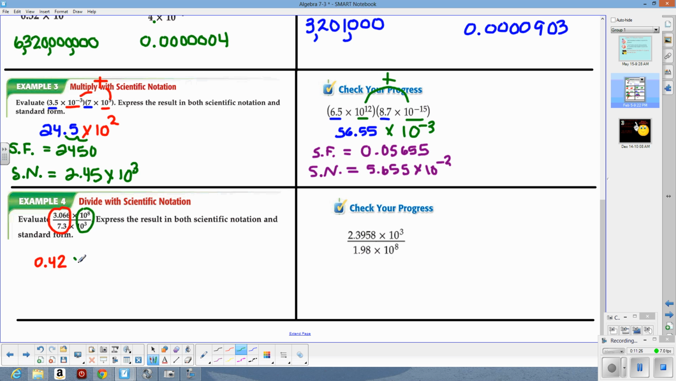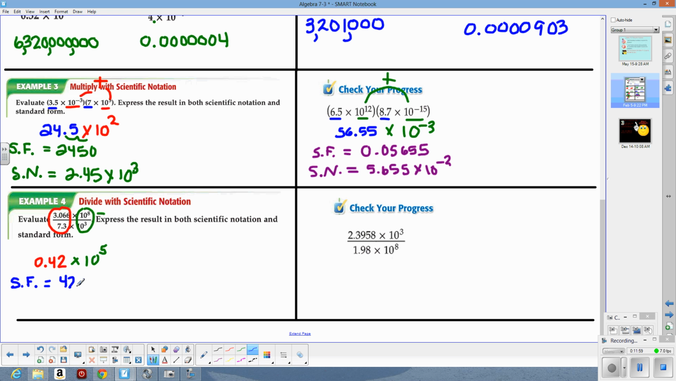And then times, when we're dividing powers with the same base, we subtract the exponent. So we're going to subtract 8 minus 3. So this is going to be 10 to the 5th power, because 8 minus 3 is 5. Now, the next thing I would do is I would write it in standard form. Standard form is going to move this decimal 5 places to the right.